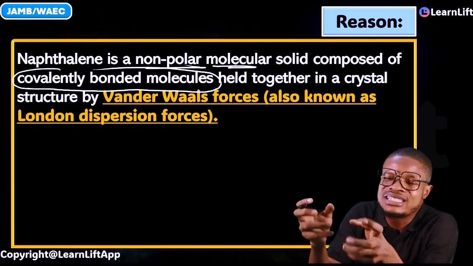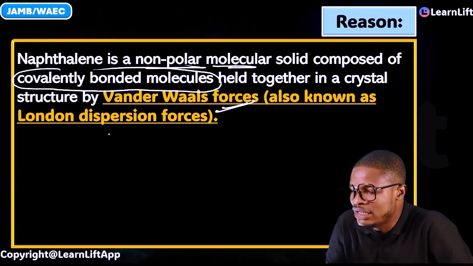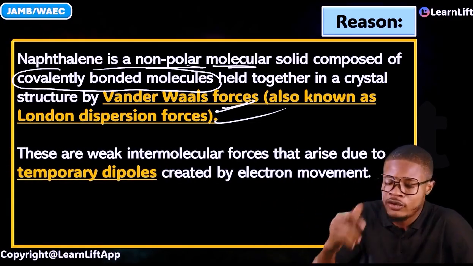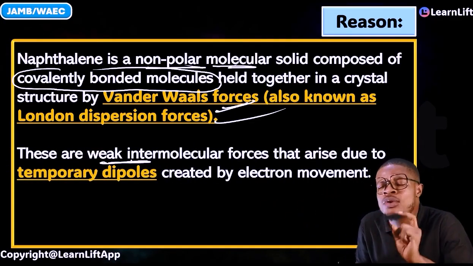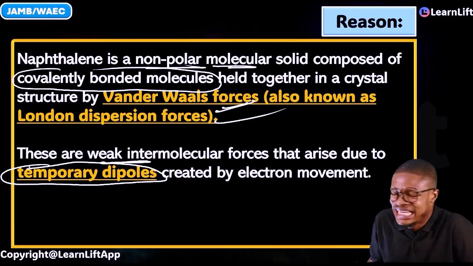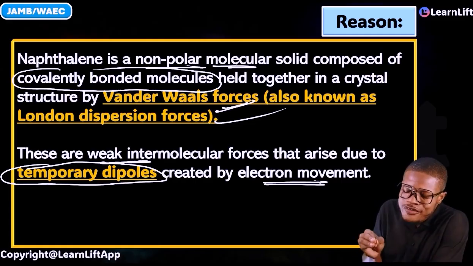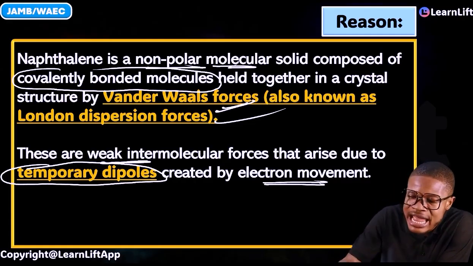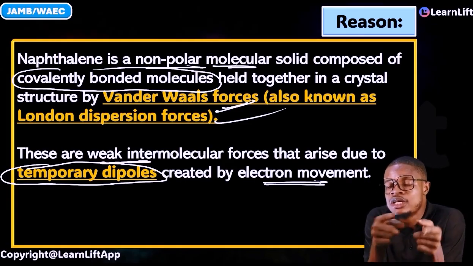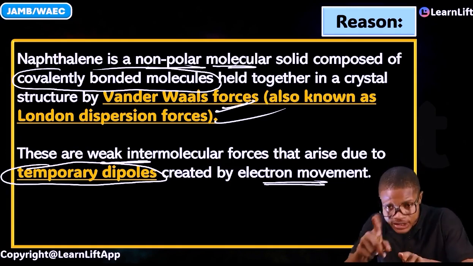But what holds the crystal structure are the Van der Waals forces. And those Van der Waals forces, especially, are the London dispersion forces. You know that these are the weakest form of forces. And don't forget this, that they are weak intermolecular forces that arise due to temporary dipoles that are created by electron movement. Naphthalene or Van der Waals forces, do they have temporary dipoles or permanent dipoles? They don't have permanent dipoles, they have temporary dipoles. If they had permanent dipoles, there would be dipole-dipole interaction forces in operation. I've treated all of these things under chemical bonding.